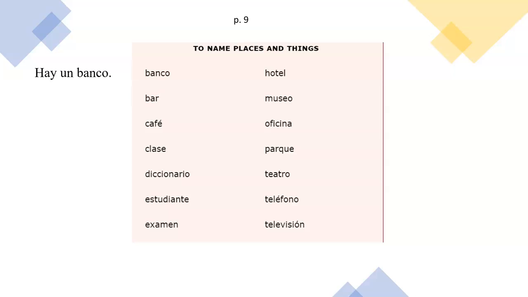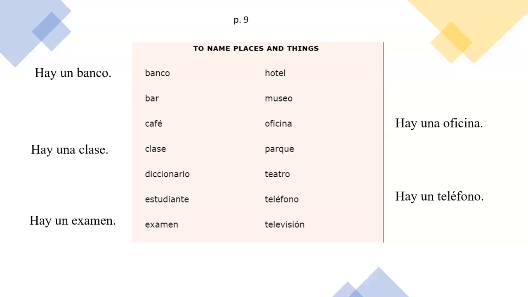Okay? So let's put it with just to say a bank or a bar or whatever, you would say hay un banco. There is a bank. Hay un banco. Okay, so notice that it's not uno, but it's un because it's followed by a singular masculine noun. Clase is a feminine noun, so we're going to say hay una clase. Examen is a masculine noun, so we're going to say hay un examen. Oficina is feminine. Hay una oficina. And the last one I did was teléfono, which is masculine. Hay un teléfono.